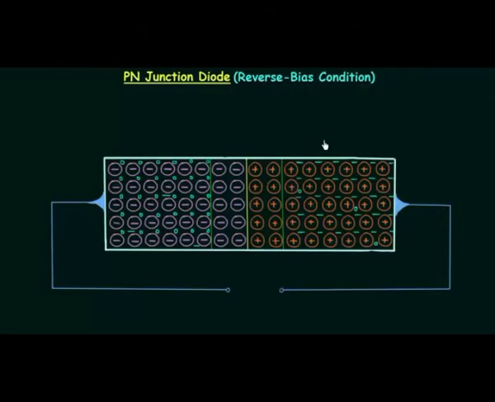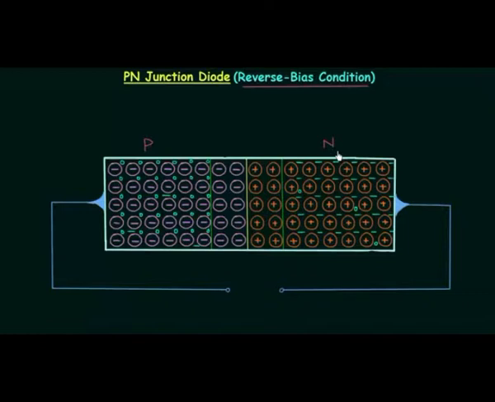In the last two lectures, we have completed no bias and forward bias condition of PN junction diode. In this lecture, we will discuss reverse bias condition. In reverse bias condition, P side of the diode is connected to the negative terminal of the battery and N side of the diode is connected to the positive terminal.